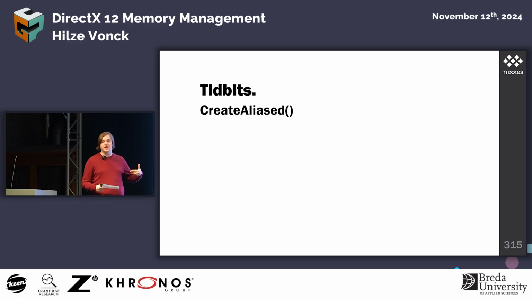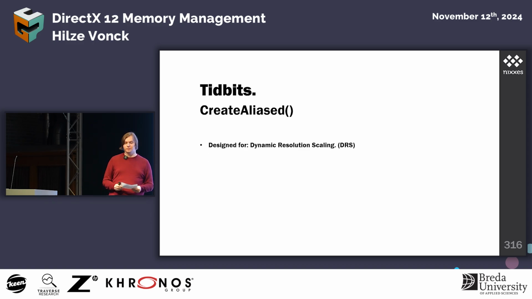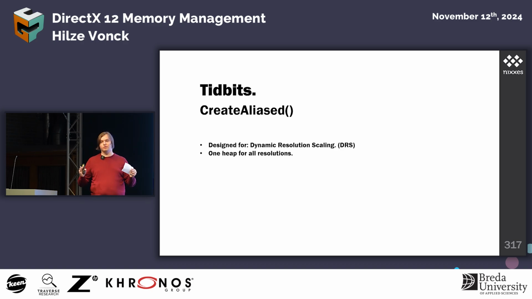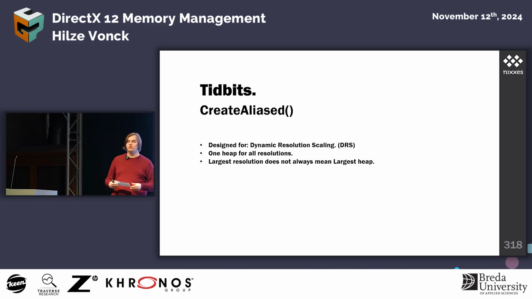Next up, we've got a create alias method. This has been specifically designed for dynamic resolution scaling. One common way in which dynamic resolution scaling is implemented is that one heap is created for the largest resolution of a specific render target. Each smaller resource is then aliased inside of that same heap. On certain hardware, however, smaller resolutions can actually require a larger heap. This method has been designed to detect this and automatically create the larger heaps and recreate the new aliased resources inside of this heap.